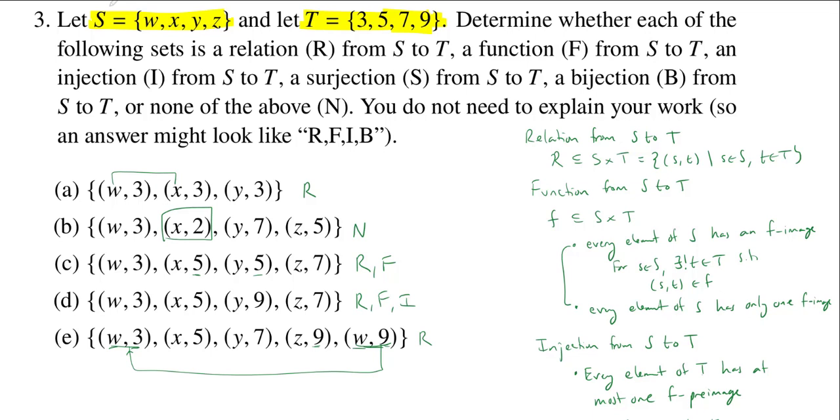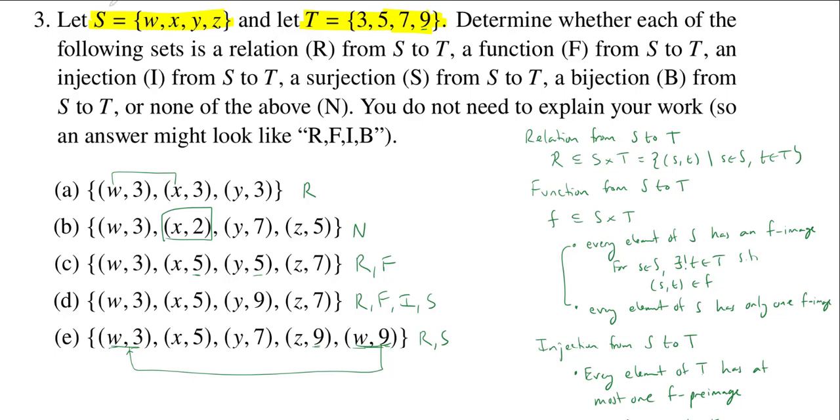Okay, we get to skip B. 3, 5, 5, 7. Am I missing any? Yeah, I'm missing 9. 9 doesn't have a pre-image, so this one is not surjective. 3, 5, 9, 7. Okay, yeah, we hit everything. Everything got hit at least once, so this one is surjective. And then 3, 5, 7, 9, 9. Yep, again, everything got hit at least once. Yeah, 9 shows up twice. That's okay. So this is also a surjective relation.